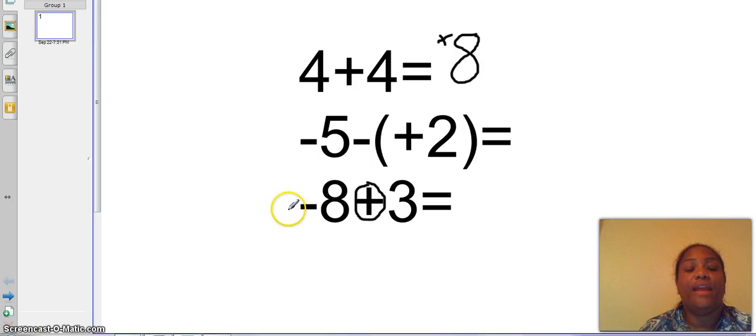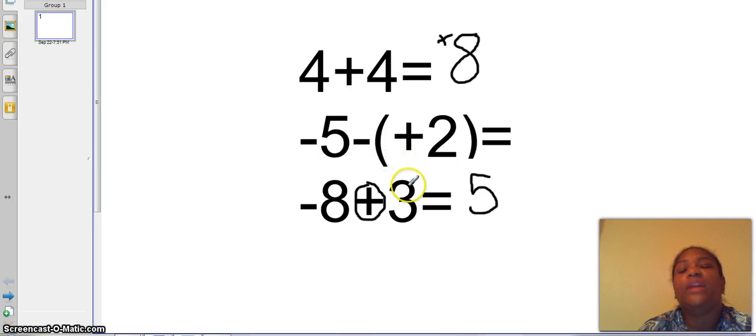So right now I have negative 8 plus 3. This is not a subtraction. This is an addition problem. So now I have two different signs. I have a negative and I have a positive. So what do I do? I subtract. 8 minus 3 is going to give me 5. That's my answer. But I need to add a sign. Is it going to be positive or is it going to be negative? Well, the rule tells me that whatever is the biggest number, I have to take that sign.